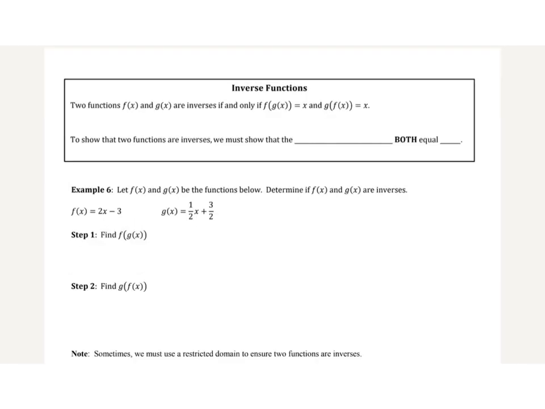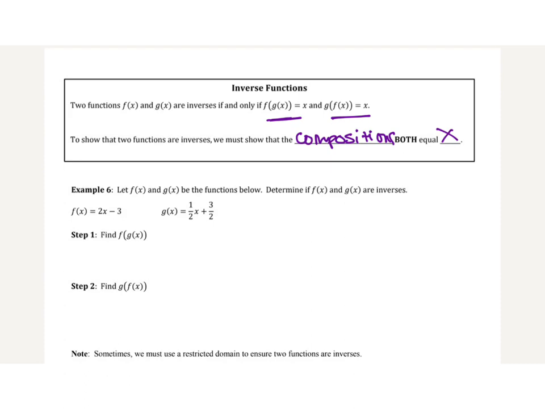So two functions, f of x and g of x, are inverses if and only if their compositions give us x each time. If I plug one function into the other and get x, and then I flip it, I should also get x. That's how we know they're inverses. It says to show that two functions are inverses, we must show that the compositions of both equal x.